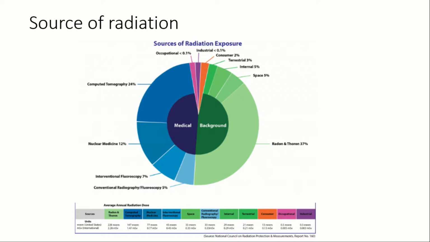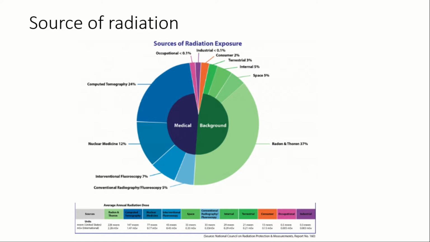From this slide you can see there are two types of radiation source: background or medical. For medical, I think you are very familiar with all these terms: occupational, computed tomography, CT scan, the one they use in cancer management for radiotherapy, nuclear medicine, interventional fluoroscopy, and conventional X-ray or radiography.